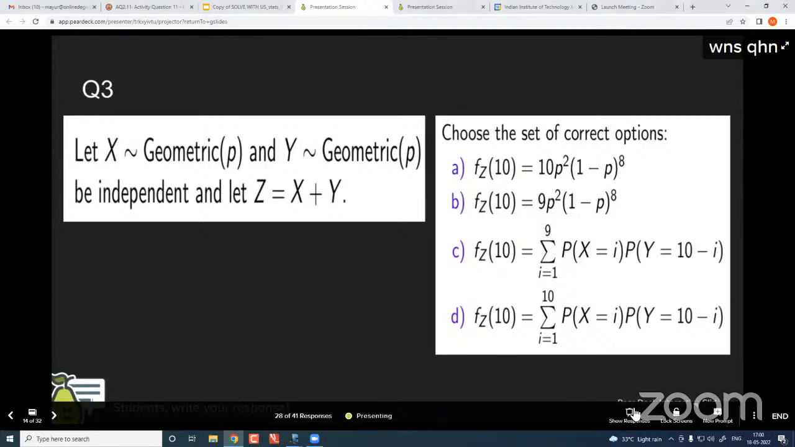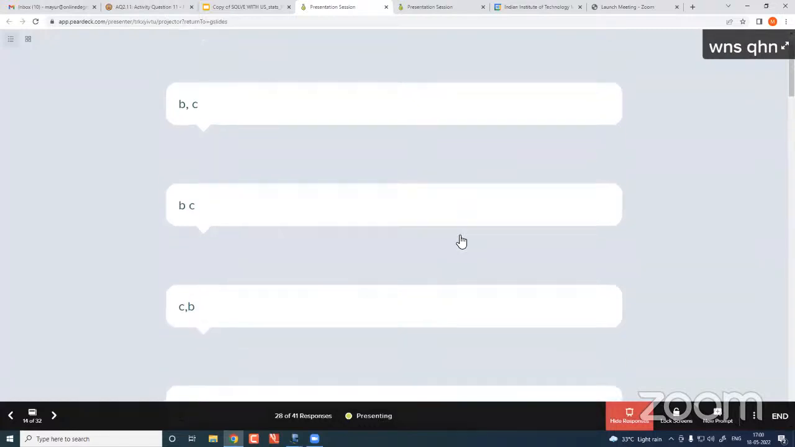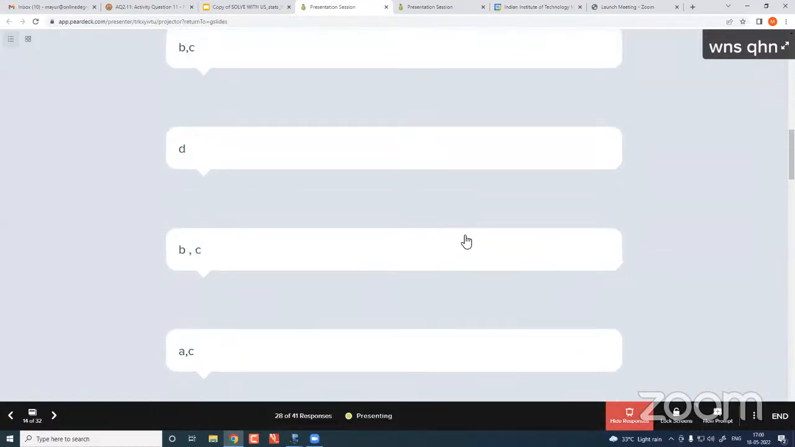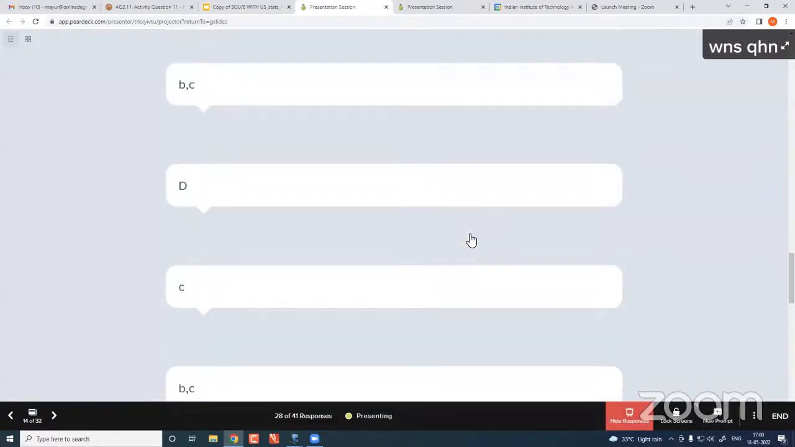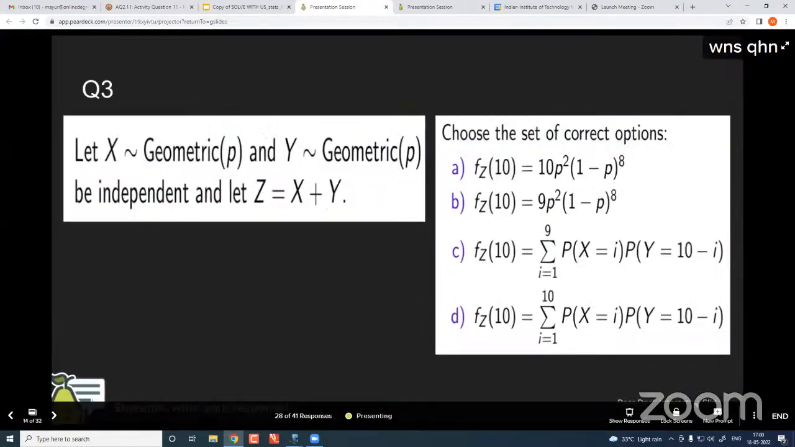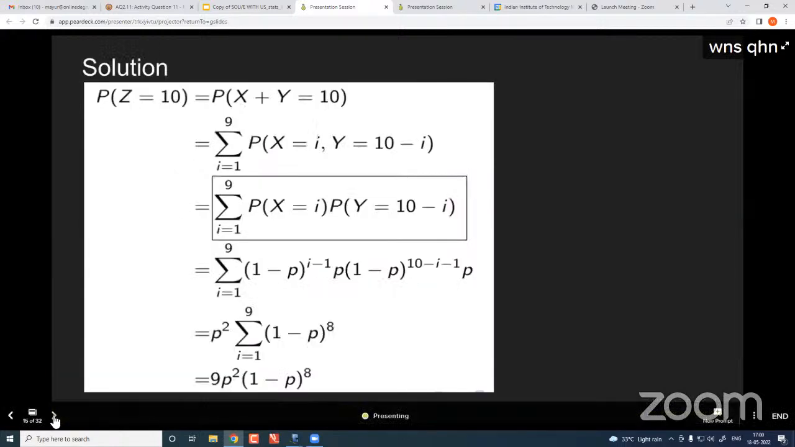Shall we see the solution? So the answers are B, D, B, C, B, C, C, B, C, B, C, D, B, C. A variety of answers are there. Let's see what the correct answer is. Shall we go to the solution? Yes, sir.